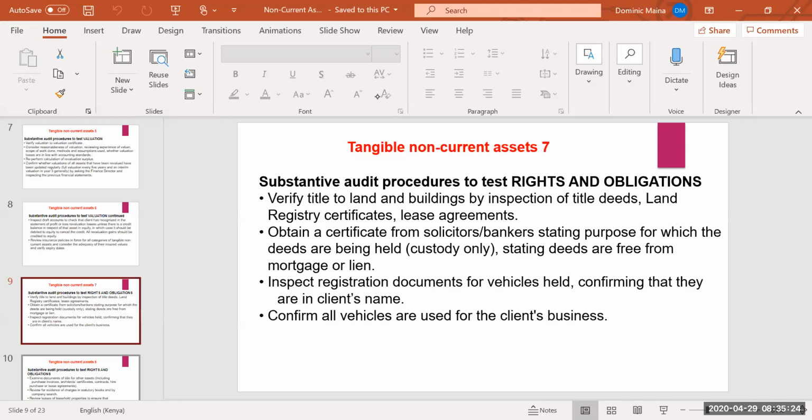Obtain a certificate from the solicitor or the banker stating the purpose for which the deeds are being held. In some cases, you may have an instance where the company's logbooks or title deeds are being held by a third party. Maybe the company has taken a loan from a bank. The bank asked, give us your title deed. We're only going to give you this particular loan if you give us security, and the security the bank asks for is your title deed.